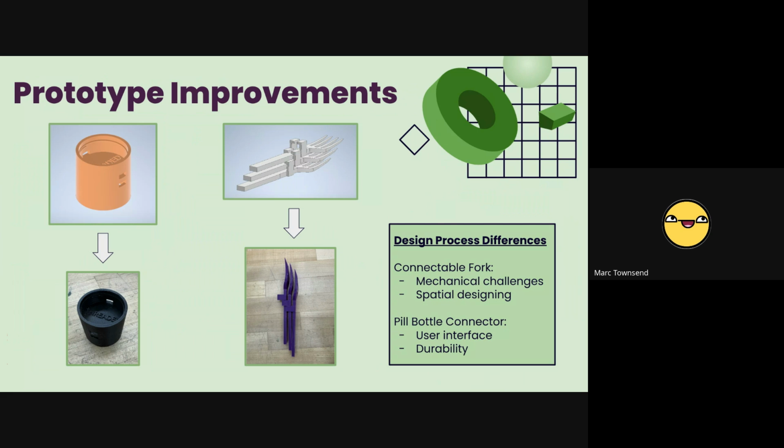These 2 different designs showcase different styles of the engineering design process in terms of how we went about it. In the pill bottle, we found early success. We were able to get a solution to work right away, but we focused more on the way that consumers interacted with the product in order to improve upon it. For the fork, it was a much more mechanically difficult design. We had to go through many variations of it to figure out the best way to get it to successfully work and clip together.